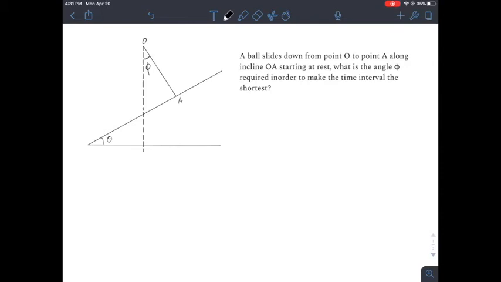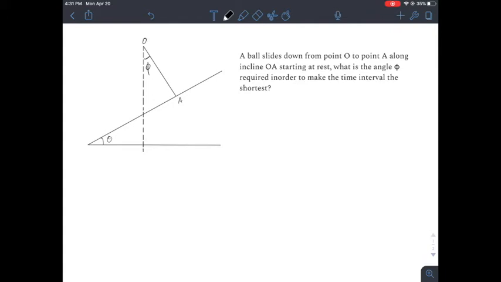So today we have a ball that slides down from point O to point A along the incline OA, starting from rest. What is the angle phi required in order to make the time interval the shortest? So this is a kinematic problem that requires us to solve for the fastest incline.